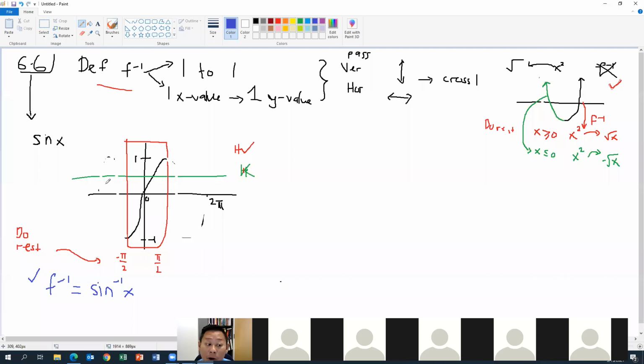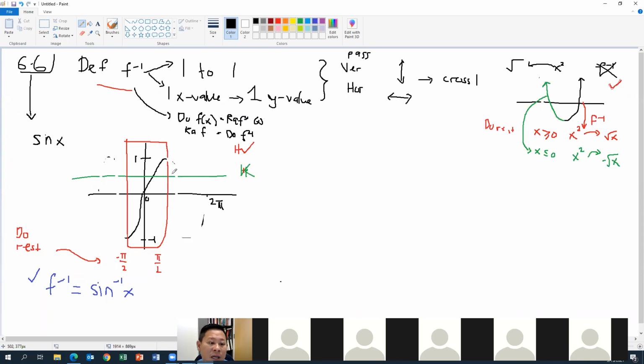So this is very important, so you need to know this. Another property of the definition of inverse functions is that the domain of the function is the same as the range of the inverse function, and the range of the function is the same as the domain of the inverse function. So that means they flip-flop.